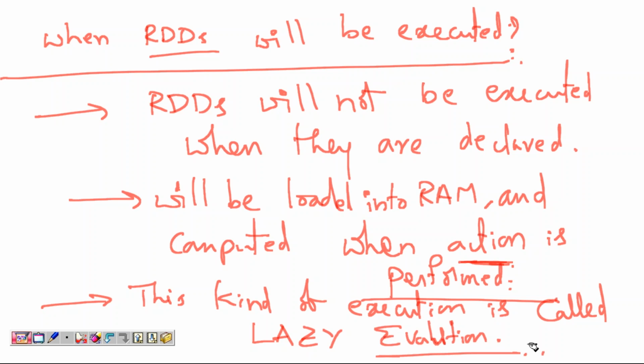See, generally lazy evaluation seems to be bad. In fact, from the big data point of view, this is a very good approach. Because today I declared one RDD, but I want to execute that in the evening. As a developer, I just declared one RDD, but I don't want to execute that flow immediately. I want to execute that flow in the evening at 9 p.m.